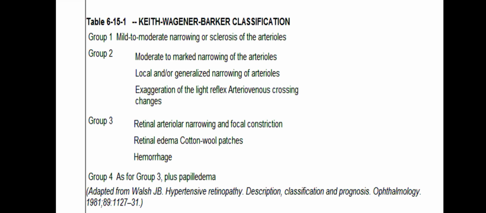Classification: Keith-Wagener-Barker classification. Group 1: mild to moderate narrowing or sclerosis of the arterioles. Group 2: moderate to marked narrowing of the arterioles, local and generalized narrowing of arterioles, exaggeration of the light reflex, arteriovenous crossing changes. Group 3: retinal arteriolar narrowing and focal constriction, retinal edema, cotton wool patches, hemorrhage. Group 4: as for Group 3 plus papilledema.